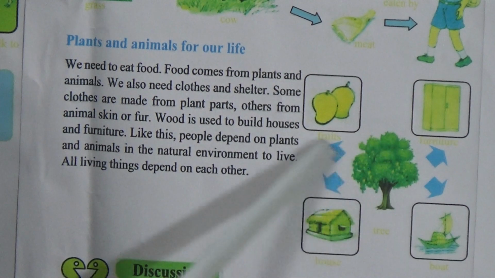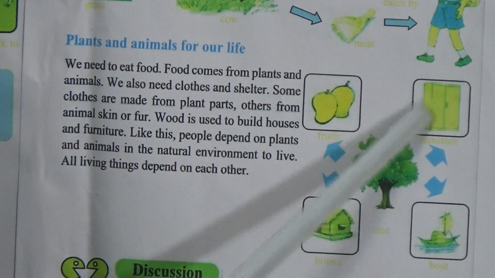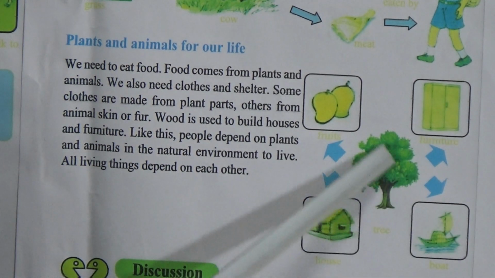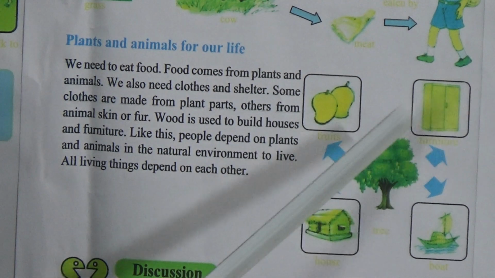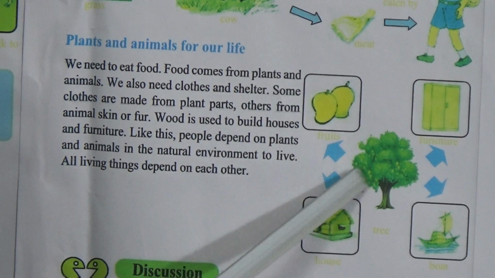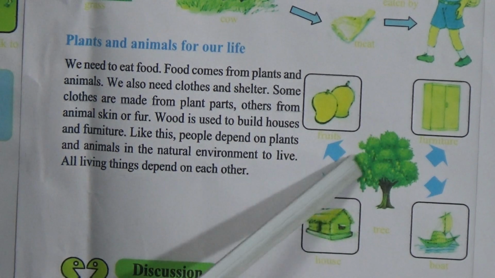Look, plants give us fruits. From wood we are making furniture, boards and houses, so we depend in various ways on plants, and we give out carbon dioxide. That carbon dioxide is also taken by the plants when they make their own food.